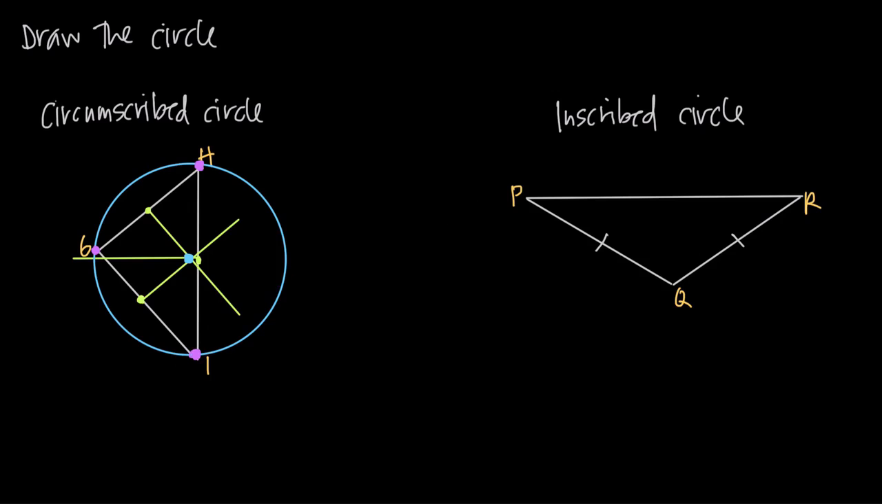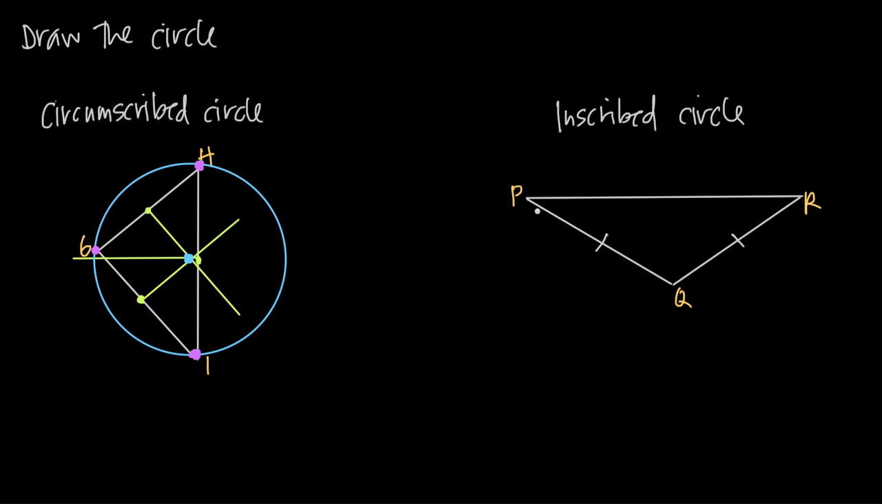What about for an inscribed circle? Well, in this problem, we've been given the triangle PQR. We've been told that sides PQ and QR are equal to one another. We want to draw the inscribed circle, which will be the circle that sits inside of PQR with the edges of the circle on the sides PR, QR, and PQ. So in that case, what we need to do is we need to draw the angle bisectors of the angles P, Q, and R. The point where the angle bisectors meet each other will be the center of the inscribed circle.